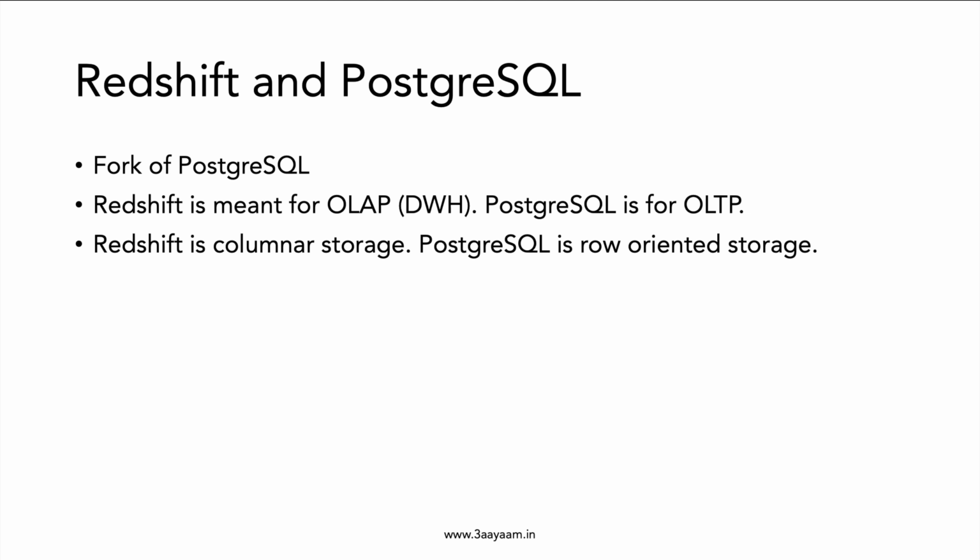The next one, which we already talked about, is that Redshift is columnar storage and Postgres is row-oriented storage. It makes sense because Postgres is an OLTP or operational database. It is meant for OLTP transactions and OLTP use cases. So that's why PostgreSQL is row-oriented and Redshift, as you already know, is columnar storage.